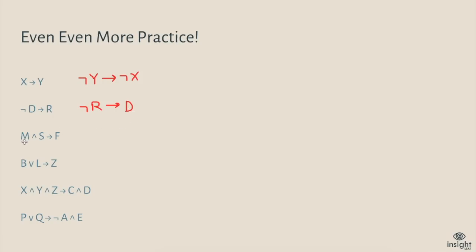Here we go. If m and s, then f. Contrapositive, if there's no f, then there is either no m or no s or both. Inclusive disjunction.